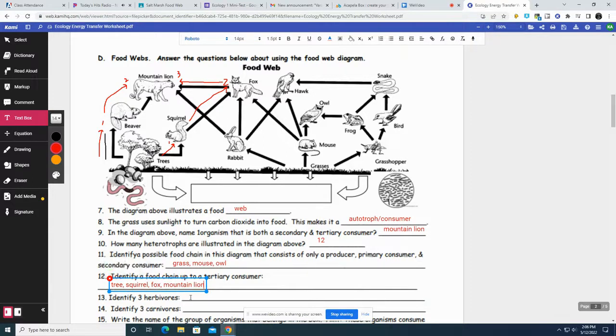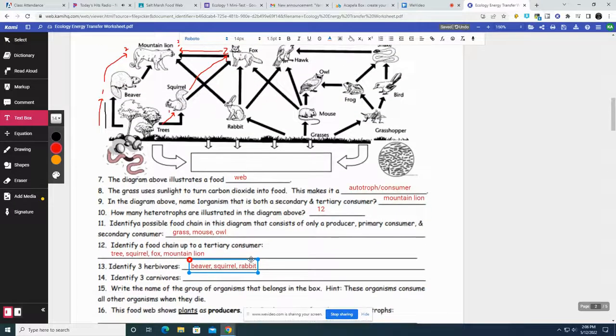Identify 3 herbivores, things that only eat plants. Beaver, squirrel, rabbit. Identify 3 carnivores, so they only eat other animals. Fox, mountain lion, hawk. Snake too, but so fox, hawk, mountain lion.